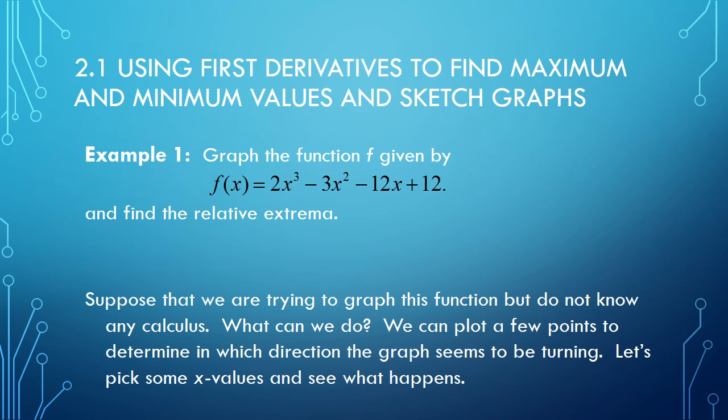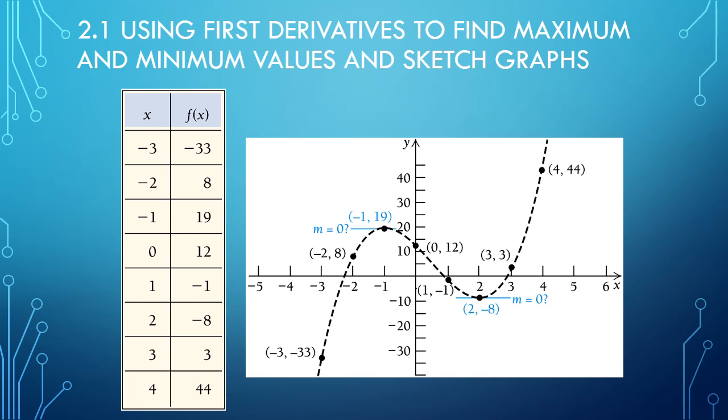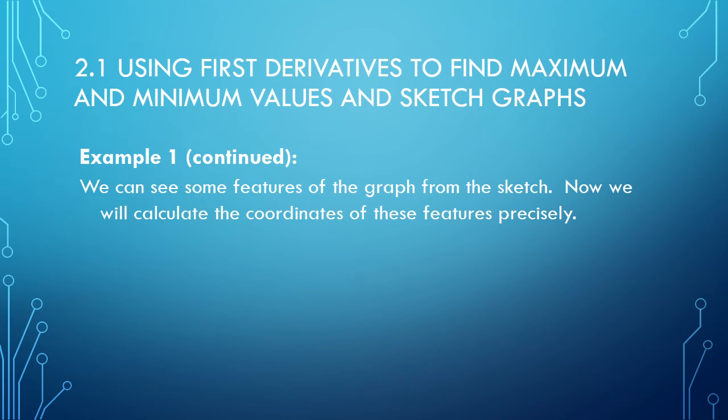Okay, so suppose we're trying to graph this function, but we don't know any calculus. Well, what will we do? Well, we plot a few points and determine which direction the graph seems to be turning. So the first thing they're going to do is kind of do this. And so they plotted a bunch of points, and there we go. Okay, so that's kind of what the graph looks like.